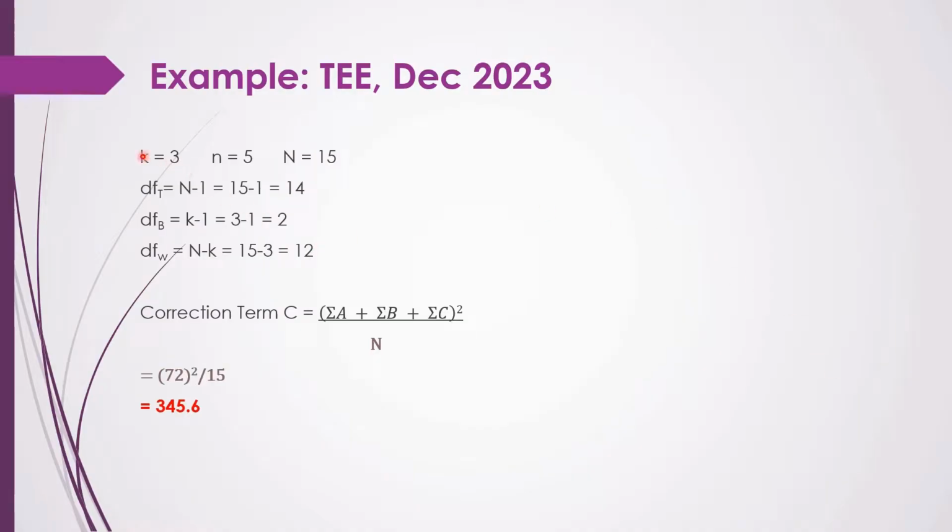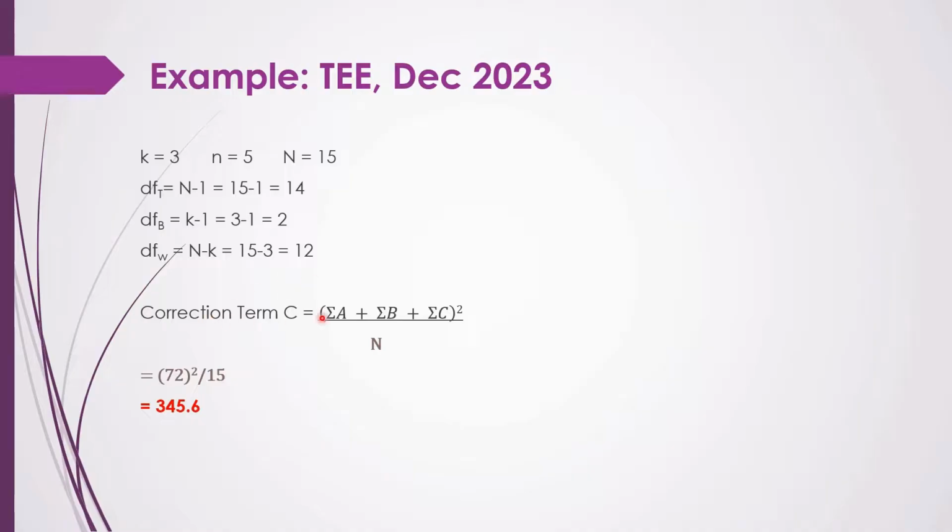Now we calculate our degrees of freedom first. We know K, that is the number of groups, is 3. Small n, number of observations in each group, 5. And capital N, the total number of observations, 5 into 3, 15. Total degrees of freedom, capital N minus 1, which is 15 minus 1, 14. Degrees of freedom between the groups, K minus 1, which is 3 minus 1, 2. Degrees of freedom within the groups, capital N minus K, which is 15 minus 3, 12. I am going a little faster because we have already solved the first question in detail. So again I'm telling you, you can pause the video, do it yourself and come back and cross check.